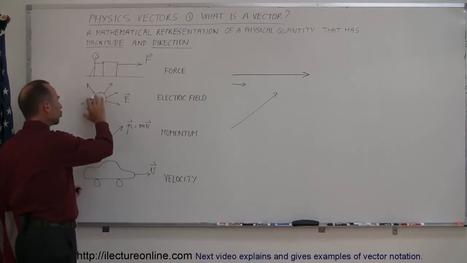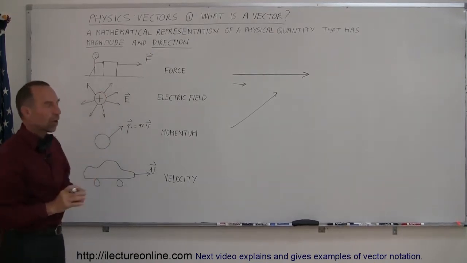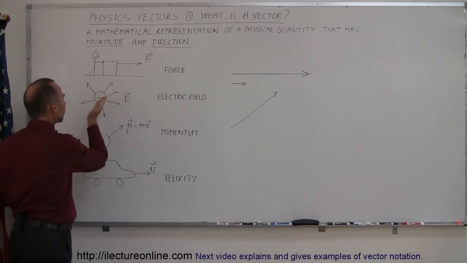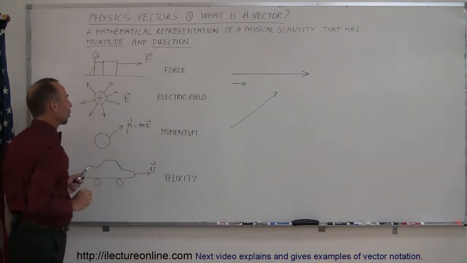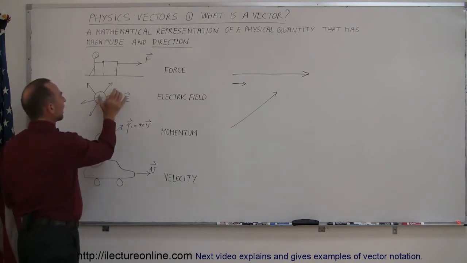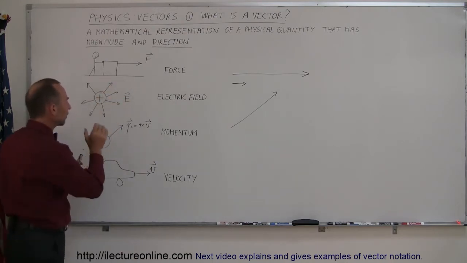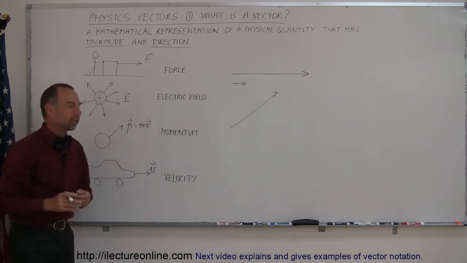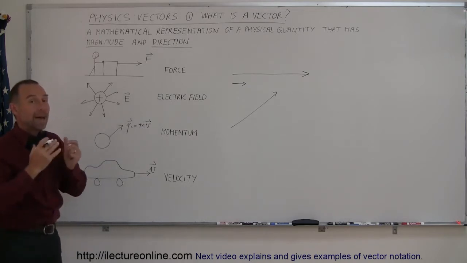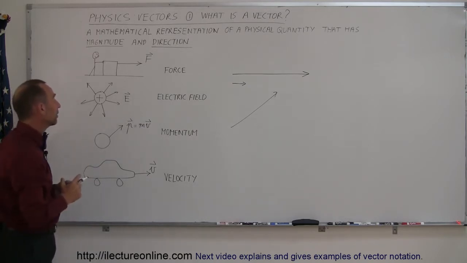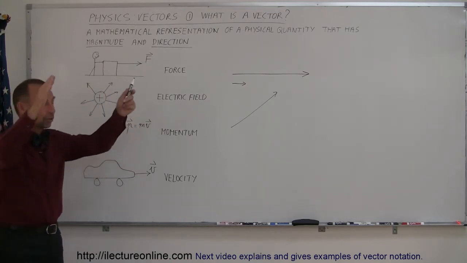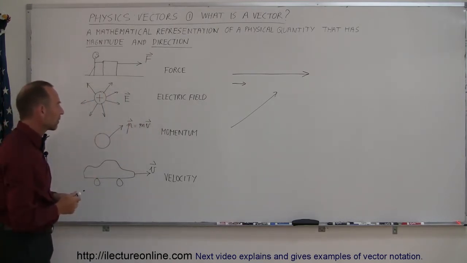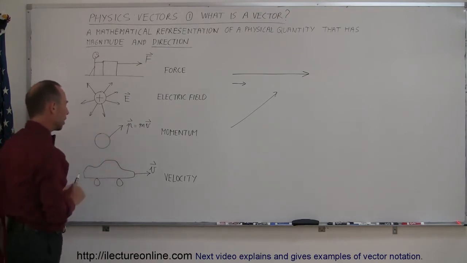Here I drew a charge, let's say a positively charged object, and I drew lines in all directions. That represents the electric field around this charged object. And the length of these lines, or arrows I should say, represents the amplitude, the magnitude of the electric field. And of course you can see all the different directions simply represents that the electric field goes out in all different directions.